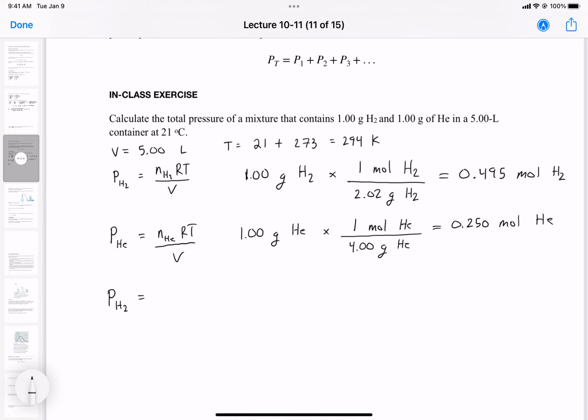For hydrogen, we have 0.495 moles of hydrogen times the gas constant, 0.8206 liter atm per mole Kelvin. The temperature here is going to be 294 Kelvin, and then the volume here is 5 liters.